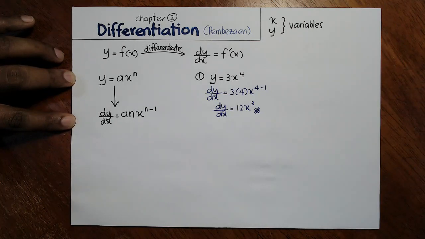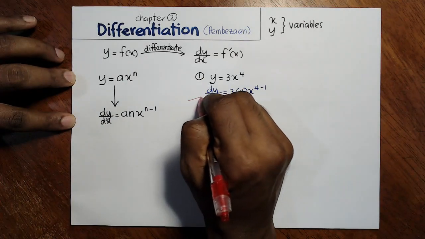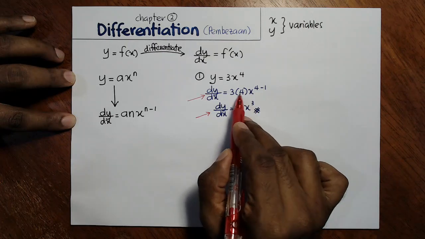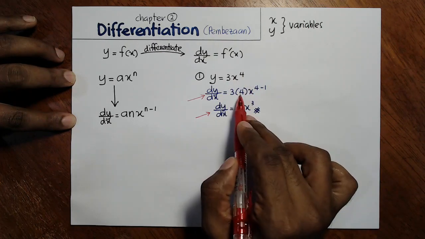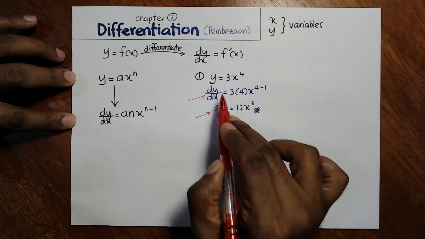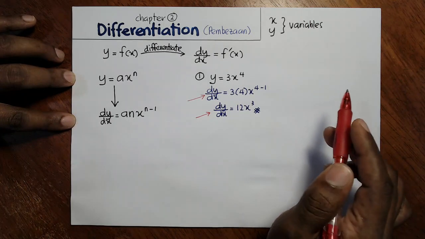One of the key mistakes people make is that they do not know when to put the symbol dy dx. The moment this weird thing happens where you bring the power in front already and minus 1 already, then the subject of the formula should not be y anymore. It should be dy dx.